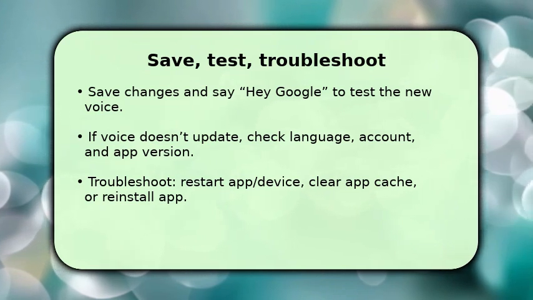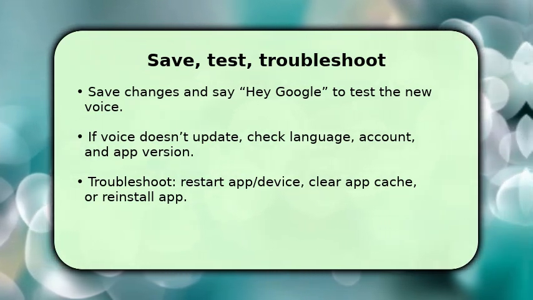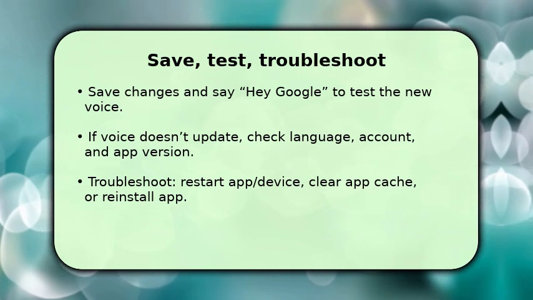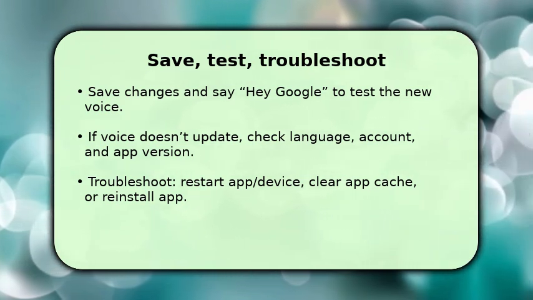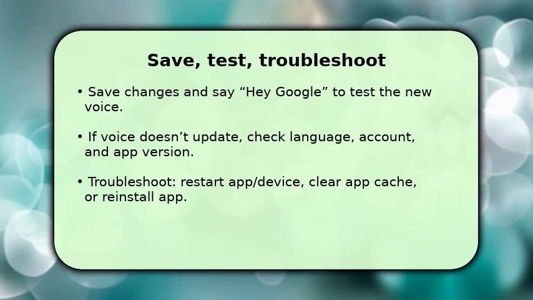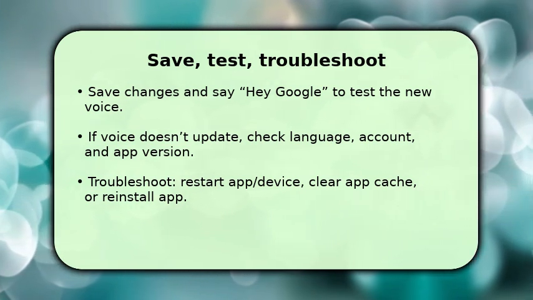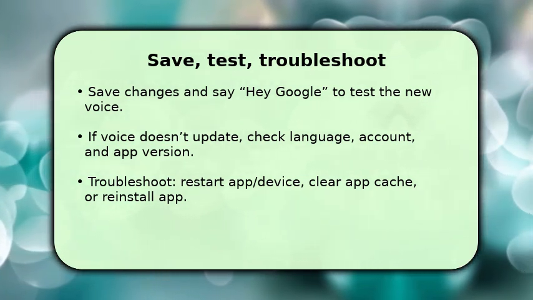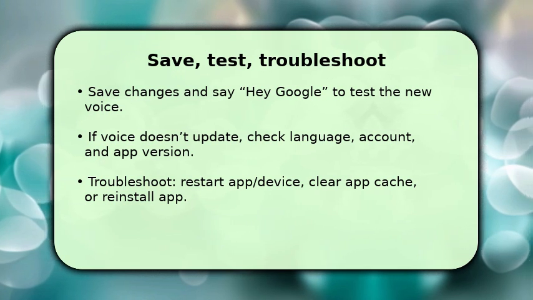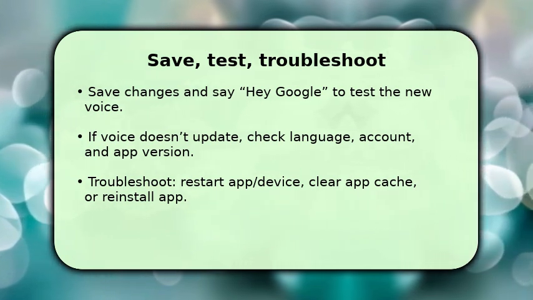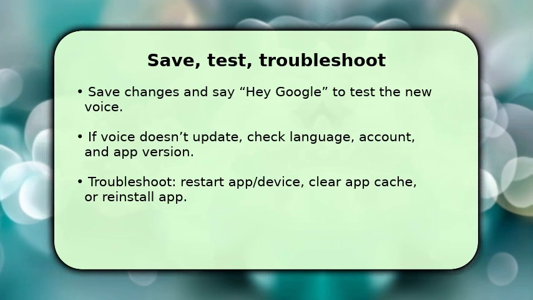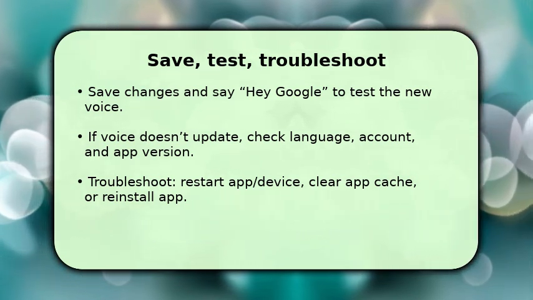Say, "Hey Google," and ask a simple query like, "What's the weather?" to hear the new voice. If it doesn't update, make sure Assistant language and Google account match and that the app is updated. For stubborn issues, restart the device, clear the Google app cache, or reinstall the app. These steps fix download or setting sync problems. If problems persist, toggle the language briefly and switch back to force a refresh.